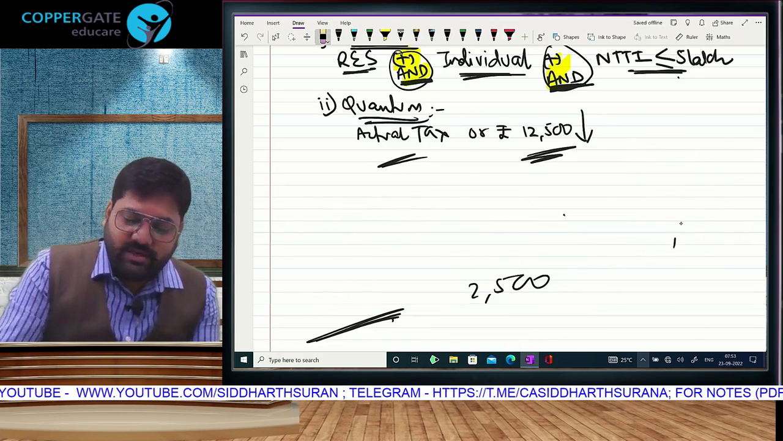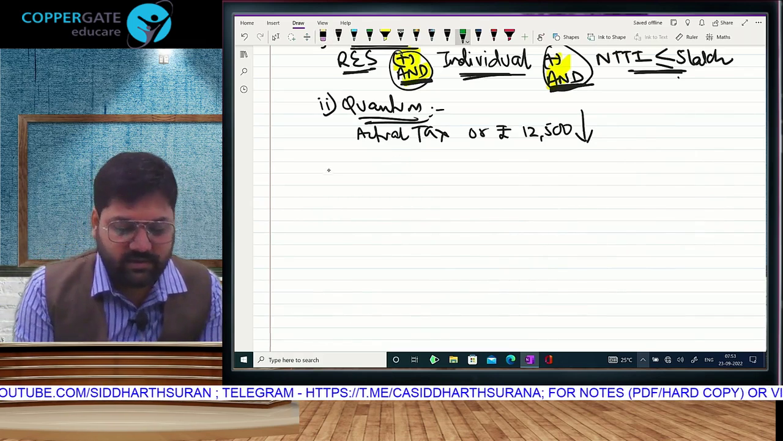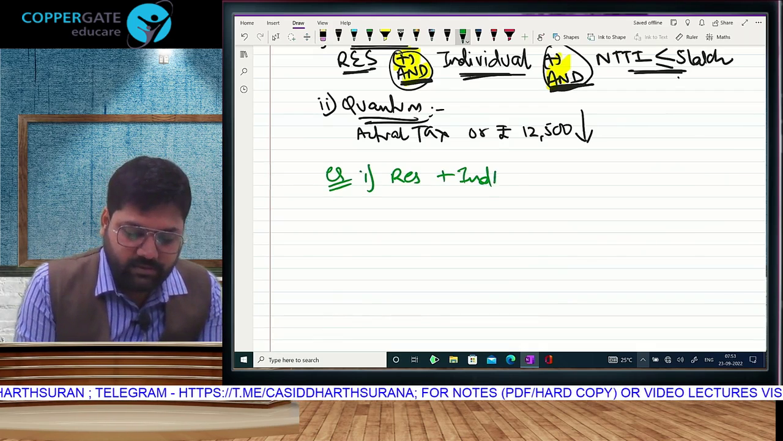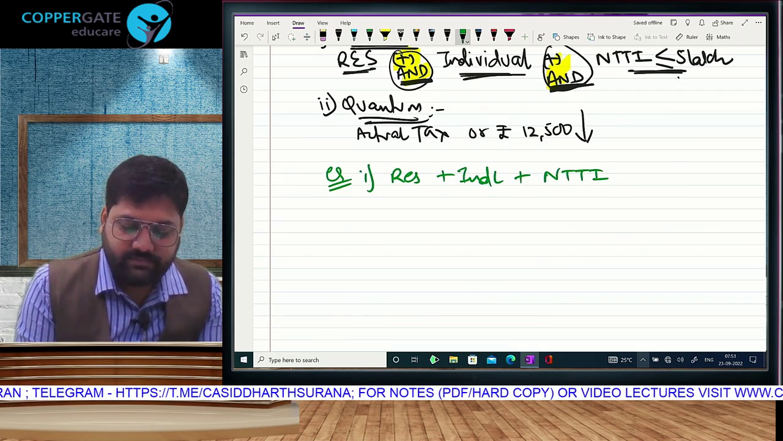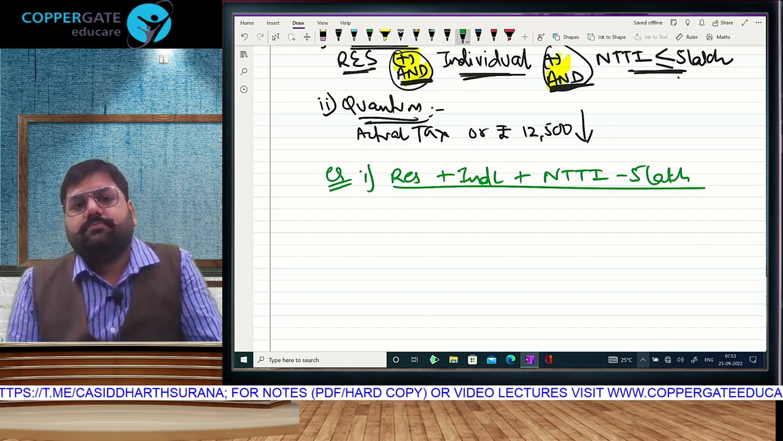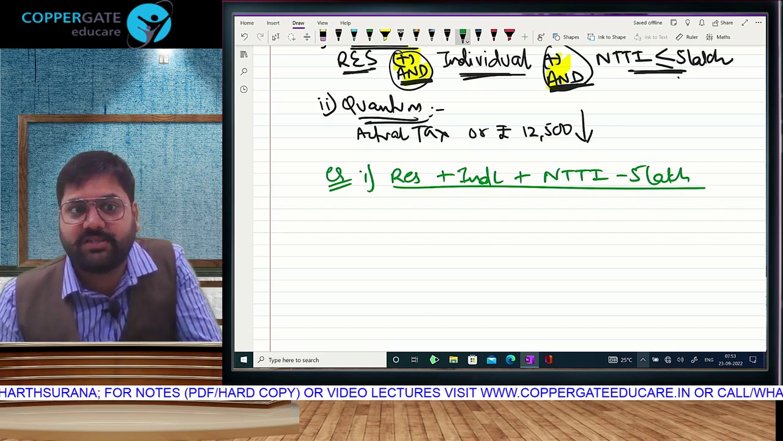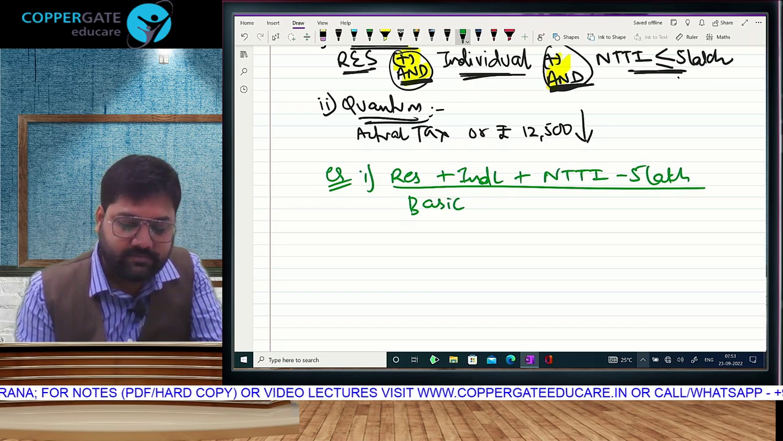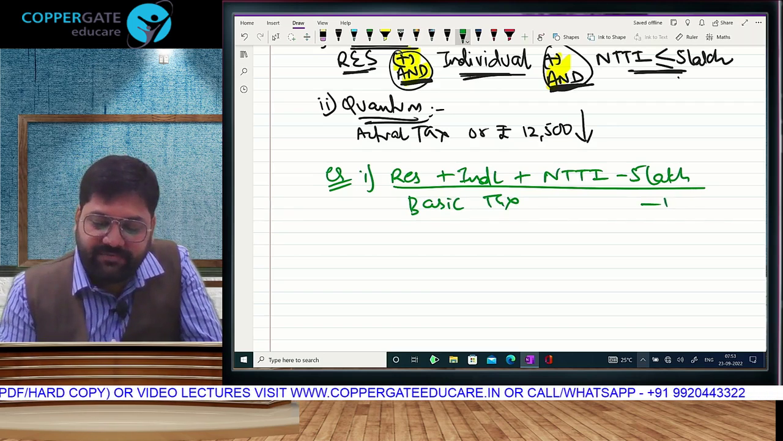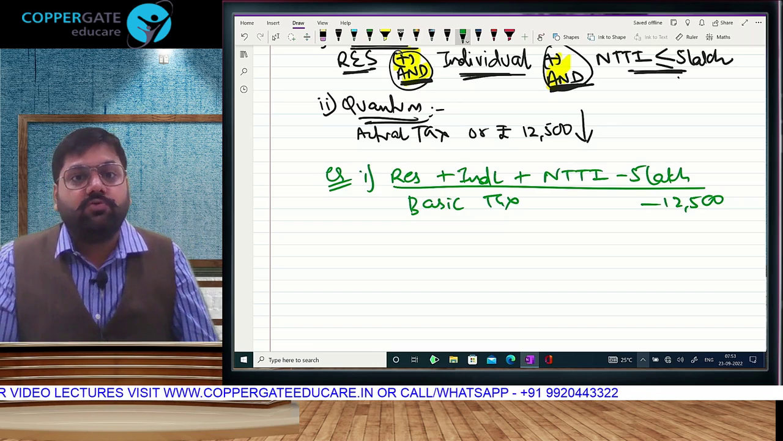Now, some difficult examples. 2 examples, and the rebate concept will come. Example 1. Resident individual and net taxable total income exactly 5 lakh rupees. You will never discuss rebate with me first. Your first step is always to calculate basic tax. That is 12,500. Now I am discussing with you, is rebate going to be allowed to this assessee?